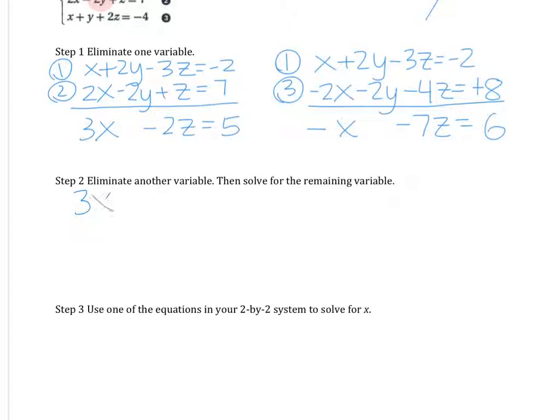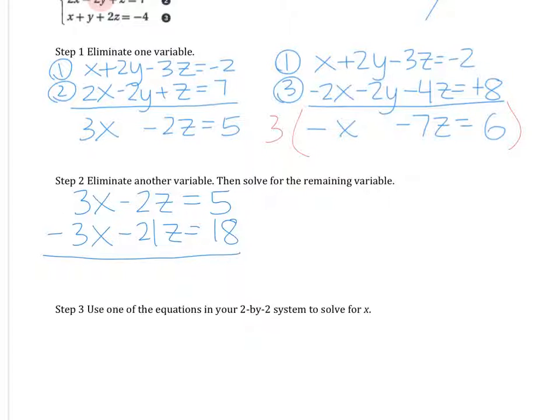So I need to eliminate another variable. This time I'm going to eliminate the x, and I'm going to multiply this equation by 3. Now I can add these 2 together, and I get z equals -1.